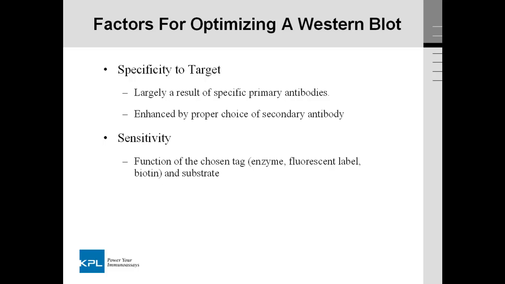It is essential to have excellent specificity to your target. This is largely a result of specific primary antibodies and will be enhanced by the proper choice of secondary antibody. Sensitivity will be a combination of your chosen tag and substrate system.